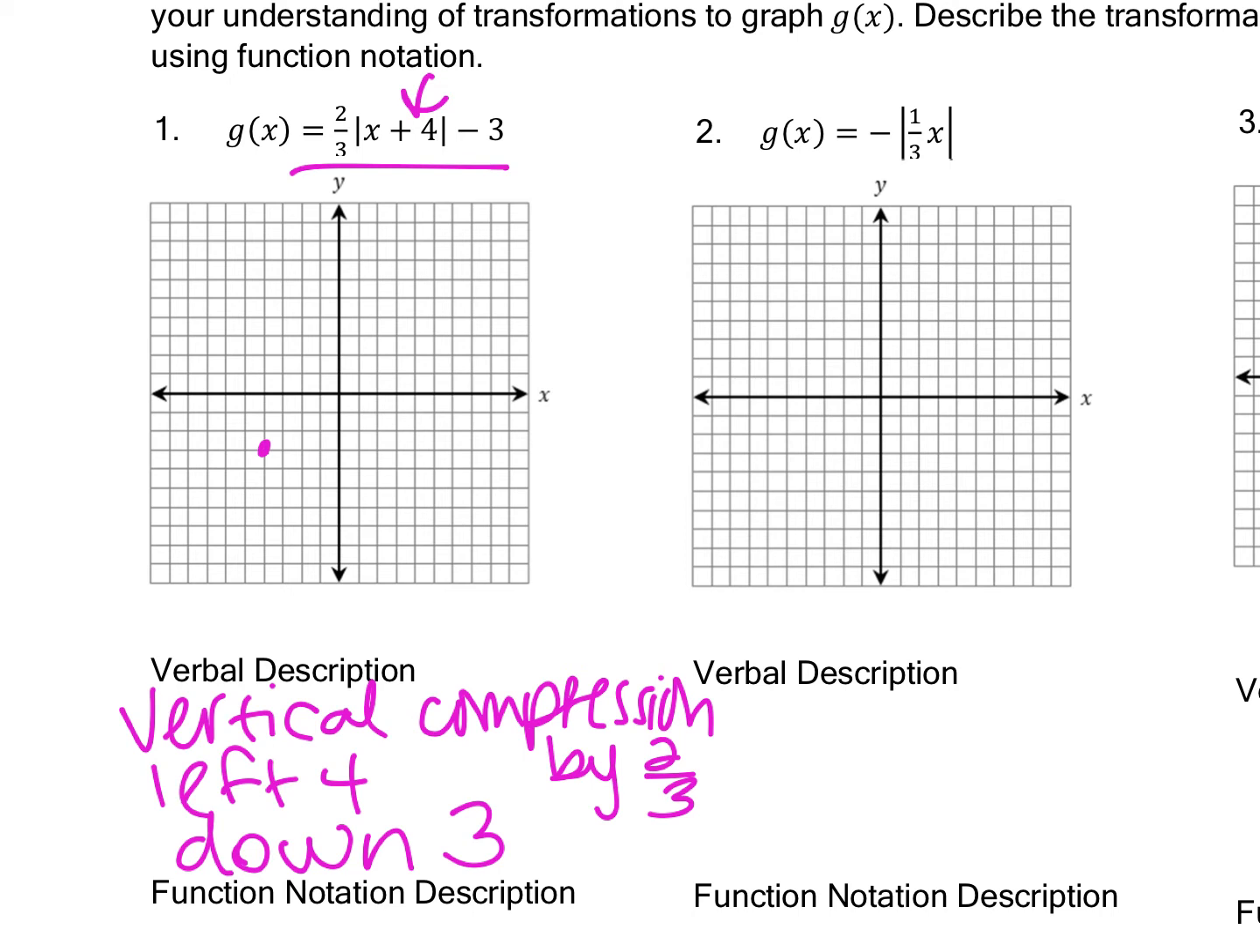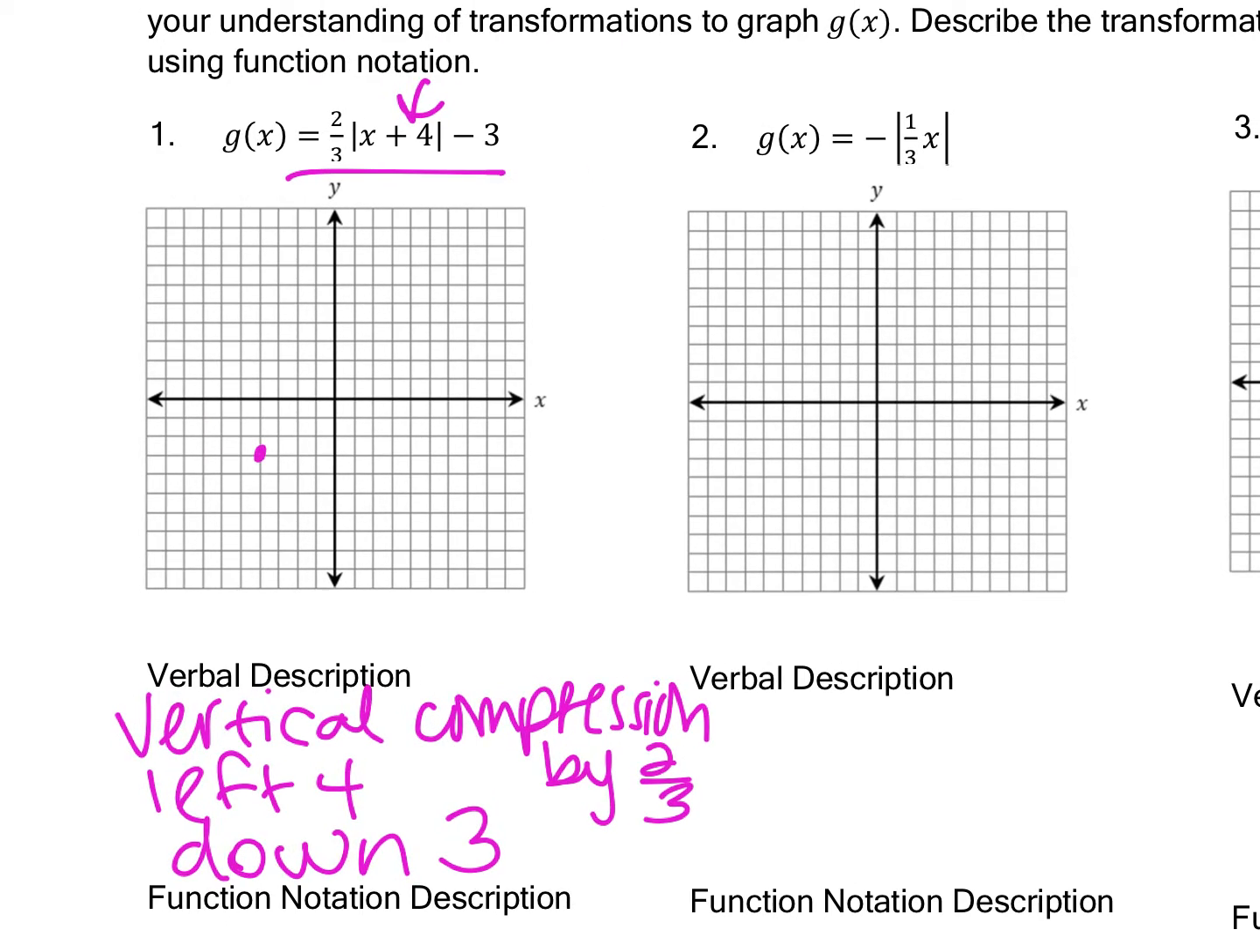So if you remember from linear, when we graphed those a couple weeks ago, you do rise over run. So we could go up 2, right 3. And then do the same thing, up 2, right 3. Now that's just one side, so you know it's the same on the other side, so you would go up 2, left 3. And so there would be your absolute value graph.